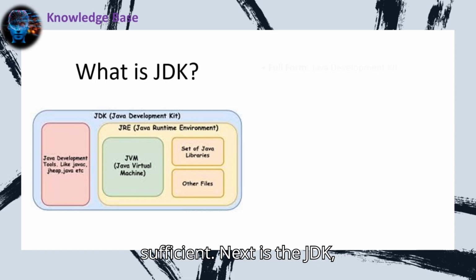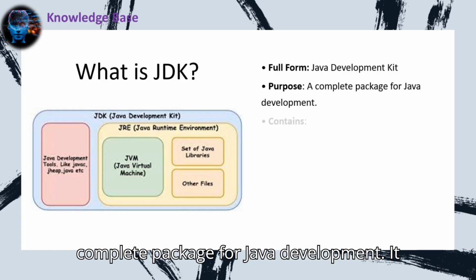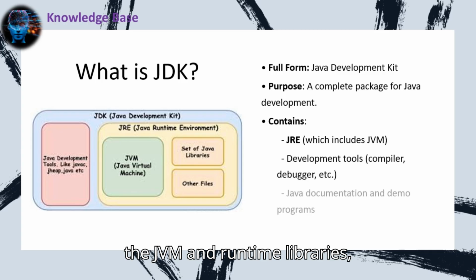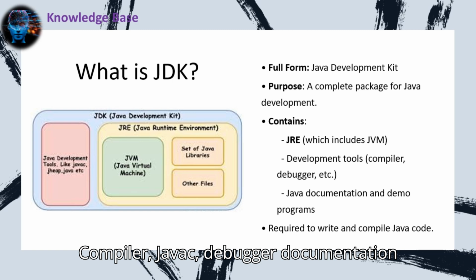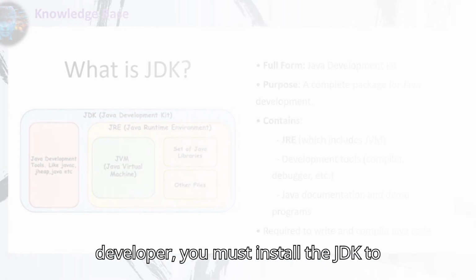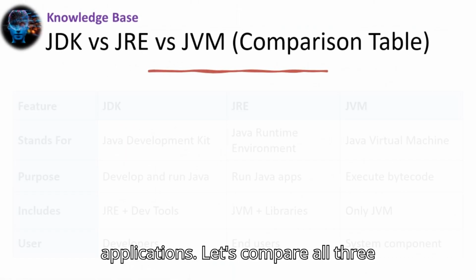Next is the JDK, the Java Development Kit. This is the complete package for Java development. It includes everything in the JRE, that is, the JVM and runtime libraries, plus development tools like the Java compiler, debugger, documentation tools, and more. So, if you're a Java developer, you must install the JDK to write, compile, and run Java applications.